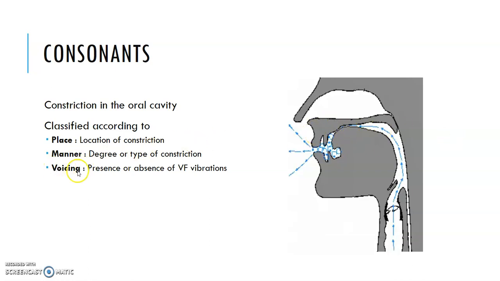We also have voicing, which is the presence or absence of vocal fold vibrations. So we have that sound created at the level of the vocal cords, but we don't necessarily have to have vibrations of the vocal cords to create our speech sounds. For instance, if I say K, as in cat, I have no vibration of the vocal folds during K. But if I say G, as in gift, I do have vibrations of the vocal folds during the production of that G at the beginning of gift.